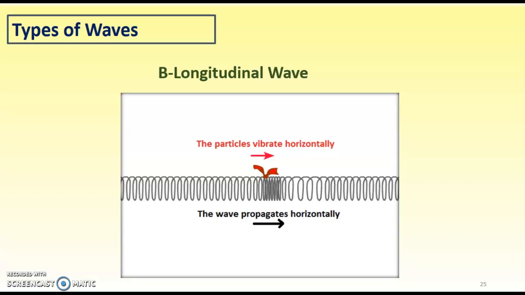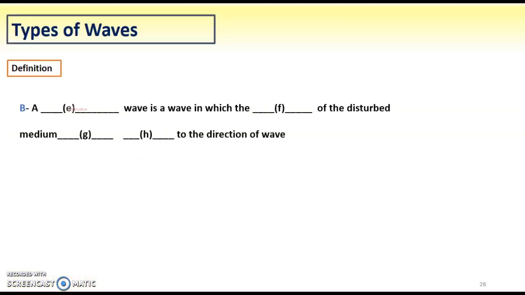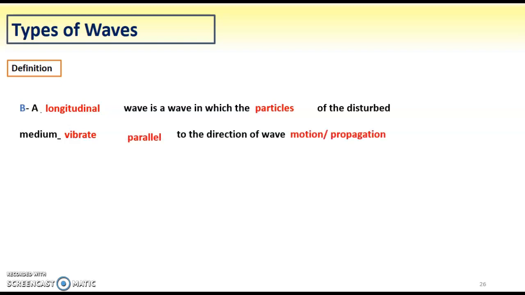So now if we compare these two directions, we can say that unlike the transverse wave, they are parallel to each other. So what can we conclude concerning the definition of a longitudinal wave? A longitudinal wave is a wave in which the particles of the disturbed medium vibrate parallel to the direction of the wave motion.